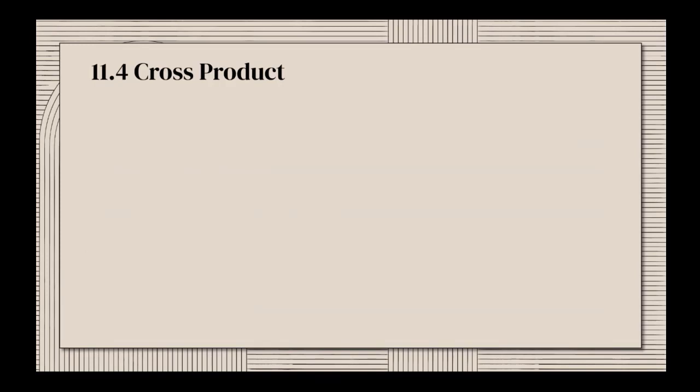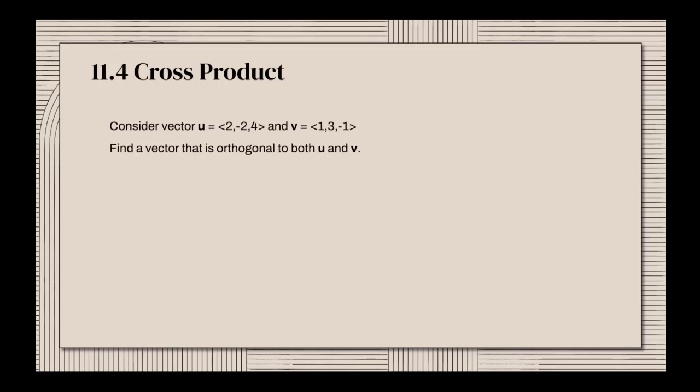So here's an example problem for cross product. If we have vector u, 2, negative 2, and 4, and vector v, 1, 3, negative 1, find a vector that is both orthogonal to u and v. In order to do that, we would take the cross product because, as we saw in a theorem earlier, to find a vector that is orthogonal to two vectors, you take the cross product.